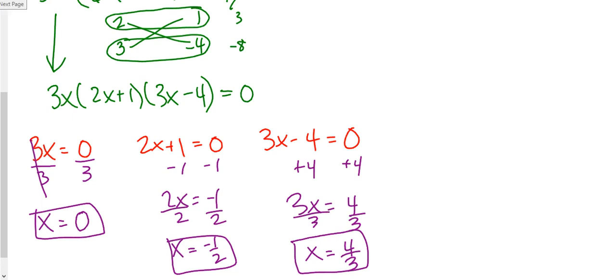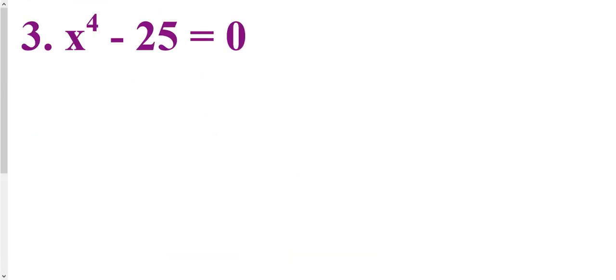All right, next one, number 3. This one's already equal to 0 as well. I don't have to do anything here as far as moving pieces around, so we can just go ahead and jump in and factor. Now this one is 2 terms, and with 2 terms I either have squares or cubes. In this case, my exponent 4 is divisible by 2 and not 3, so this is squares. I also can take the square root of 25.